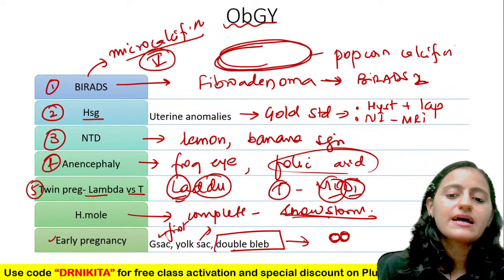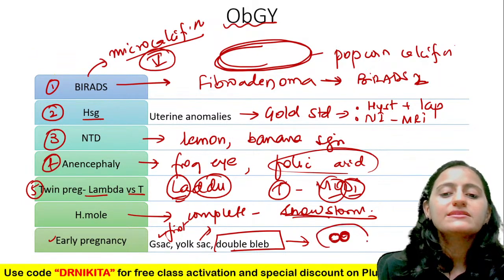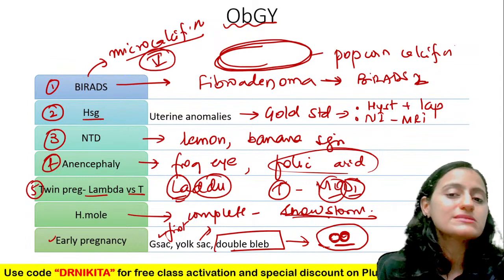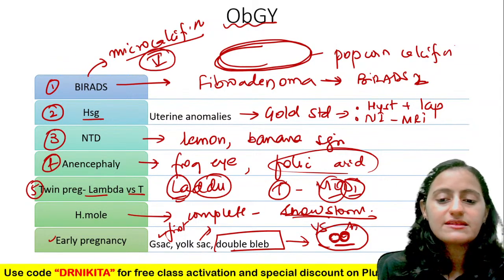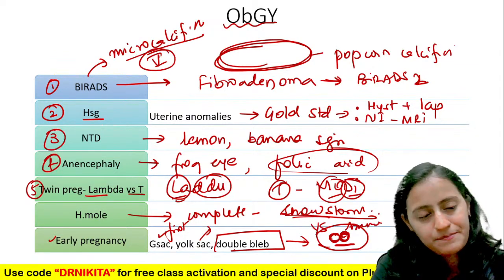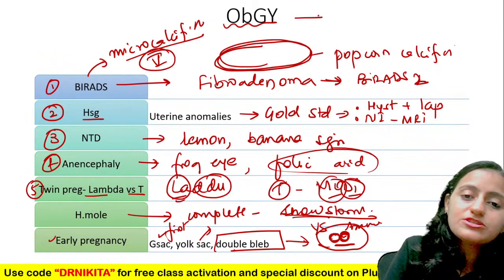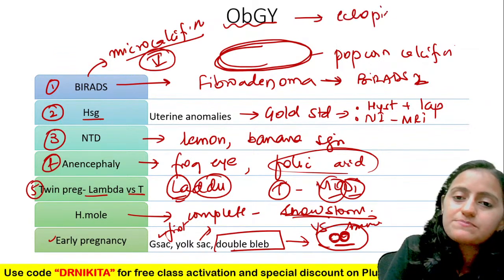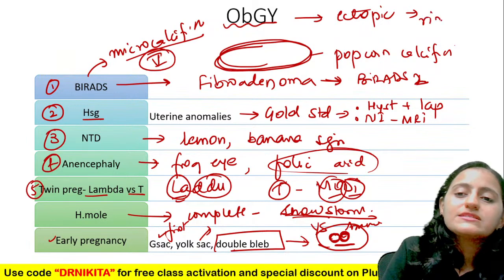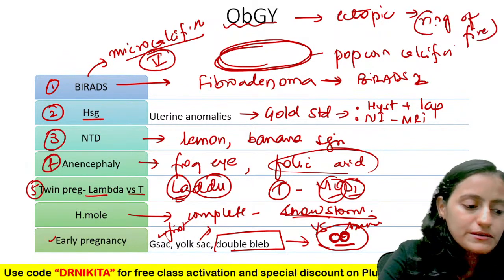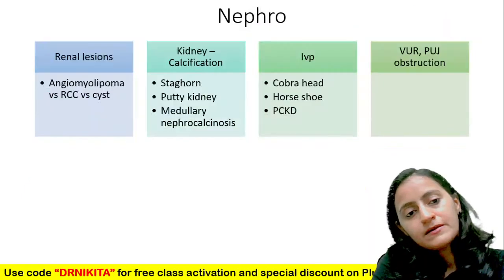Okay, it's the yolk sac and the amnion within the gestational sac which forms the double bleb. Also remember ectopic pregnancy is important overall. And what sign do you have with ectopic? It is the ring of fire on Doppler.